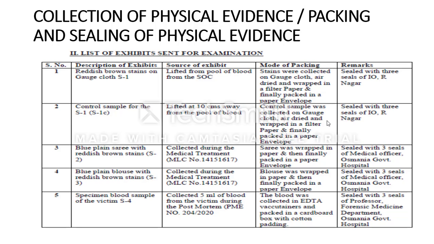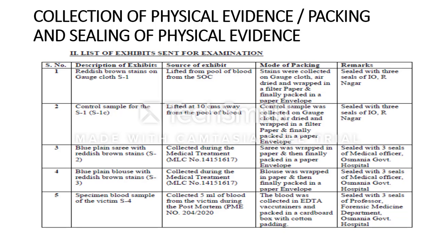Now, the remarks column will give the number of seals that we try to put on the parcel, and this seal will bear the IO's name and then the police station. Now, serial number 2 is the control sample for sample 1. Hence, it is labeled as S1C, meaning this is acting as a control for the first item, that is the reddish brown stains which we have collected from the pool of blood.